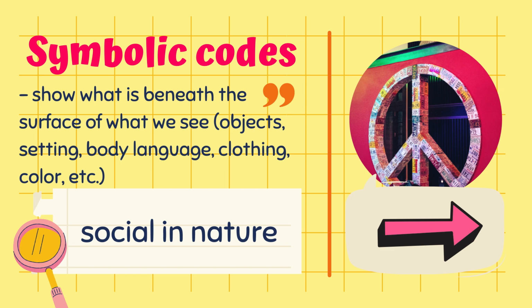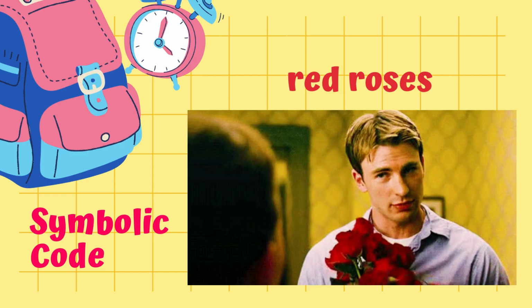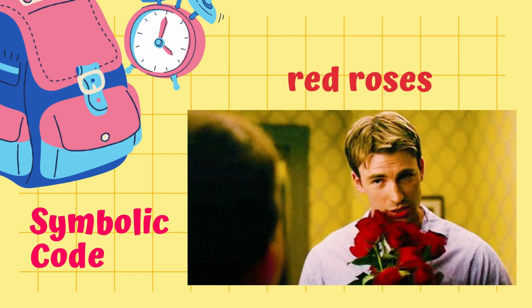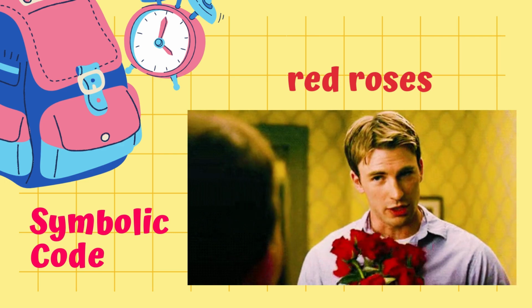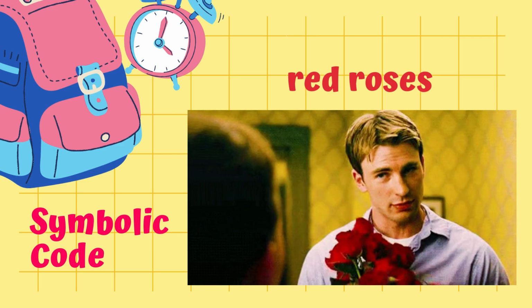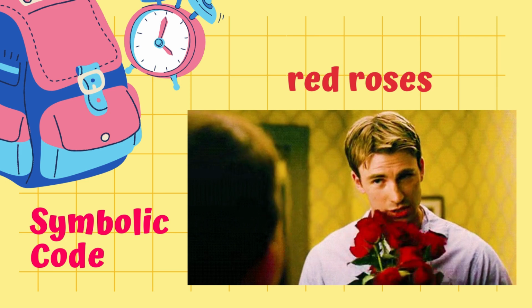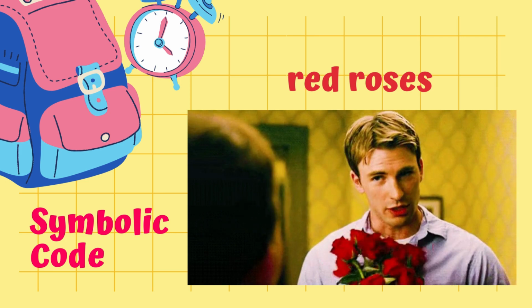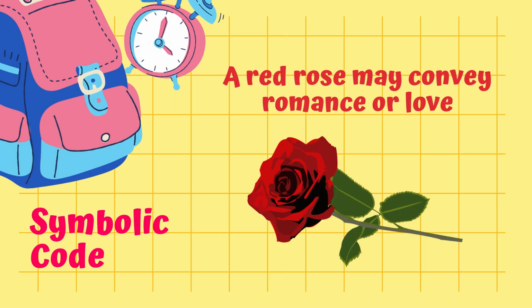So for instance, kapag nakakita tayo ng character na nagbigay ng red rose sa isa pang character sa movie, then we would assume that there is a romantic relationship between the two characters. This is because we all know that a red rose may convey romance or love.